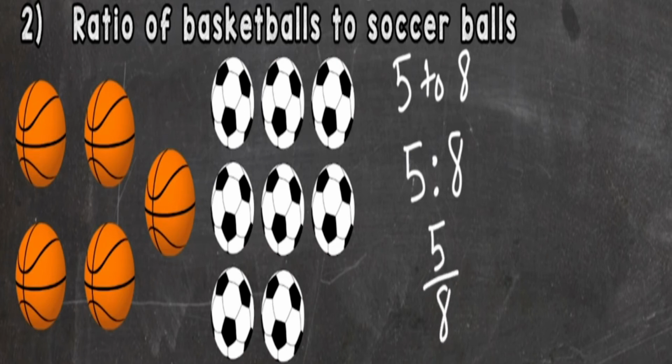Now this particular ratio cannot be simplified. The greatest common factor and only factor between 5 and 8 is 1. So this is simplified. So for every 5 basketballs, there are 8 soccer balls. And remember, basketballs needed to come first because it came first in our original problem. So there you have it. There's our introduction to ratios.